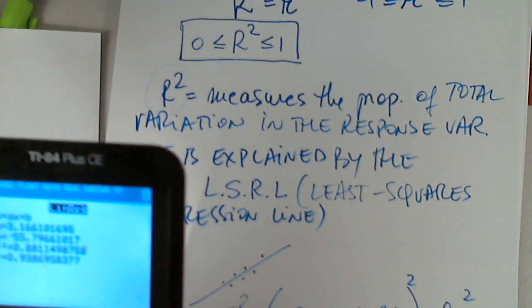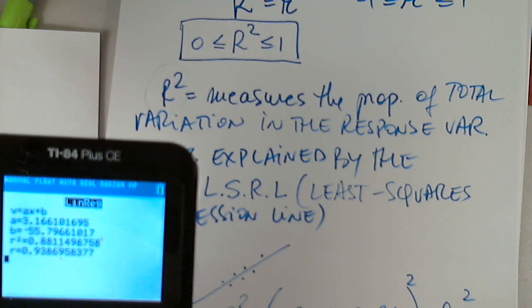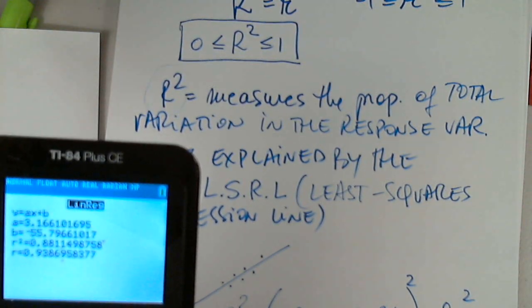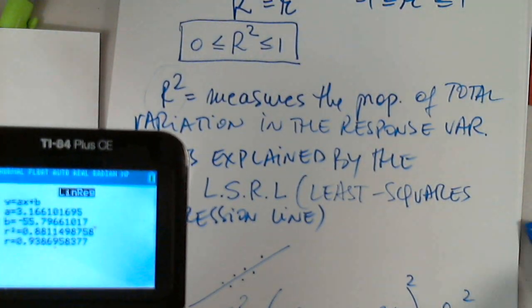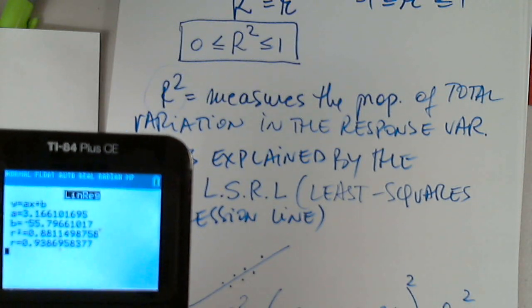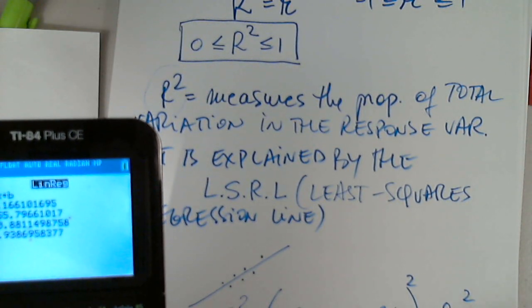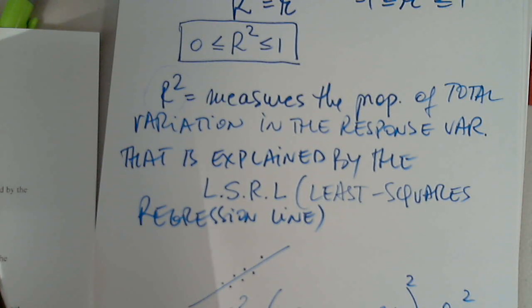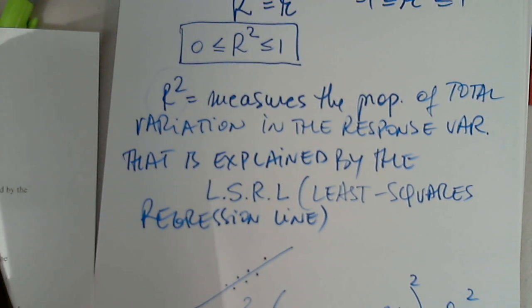It's very possible. And R square is 0.8811498758. You could ask how many digits? I would say 4 decimal digits will be enough. So this is good enough.